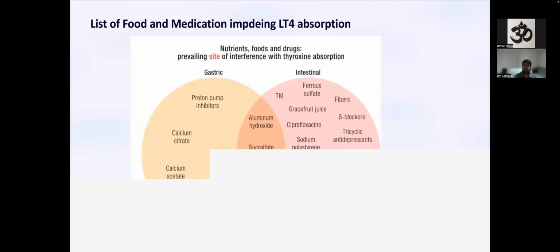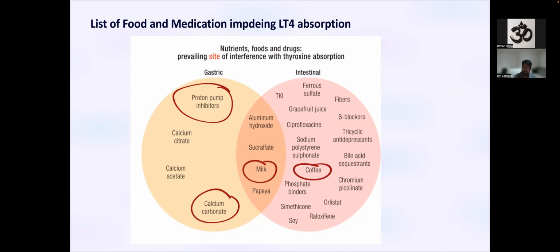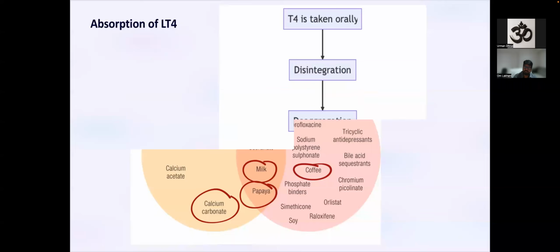Okay. So what are the various food and other items that can impede levothyroxine absorption, right? This is a long list. I'll come to these points, right? But some very important ones: proton pump inhibitors, very important, right? Calcium, right? Milk, coffee, okay? These are some common situations. Papaya, right? These are all common situations which can impact the levothyroxine absorption. We'll come to these points, right?